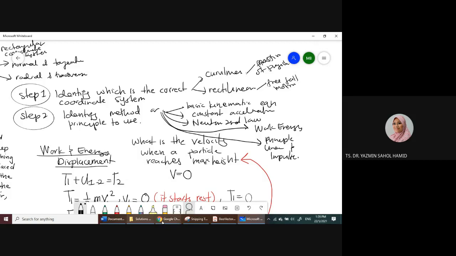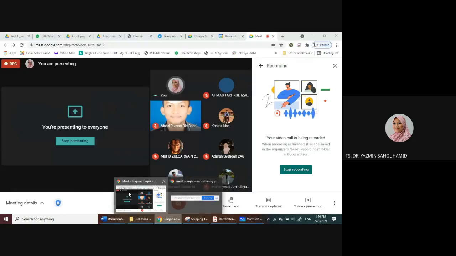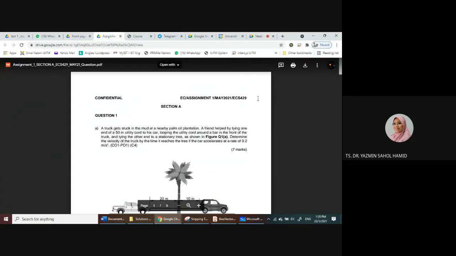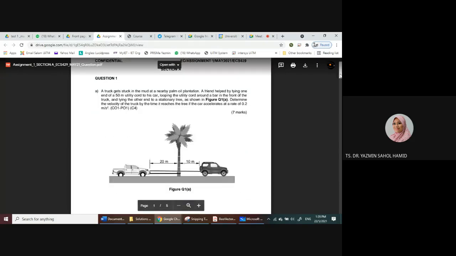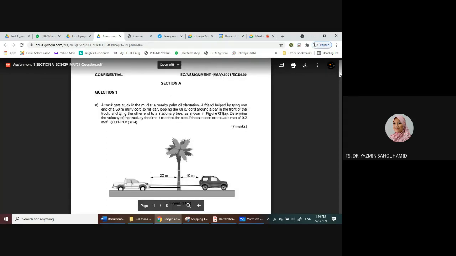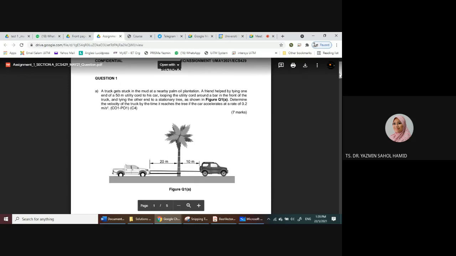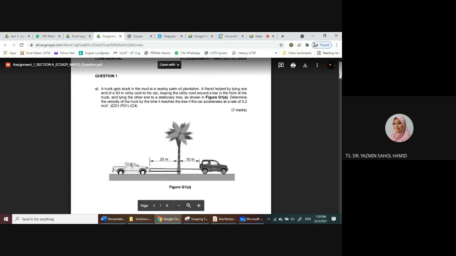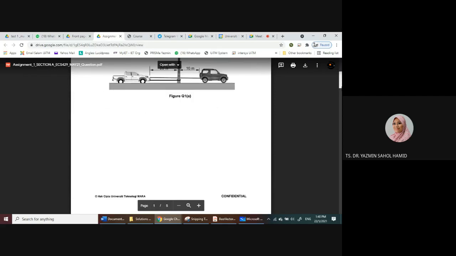For example, let me open the assignment. Okay. So let's say this is the assignment, right? You have to decide what type of coordinate system this problem involves. Okay, obviously when you look, this must be the rectangular coordinate system. Okay, if you look at the keyword, what method do I want to use? Do you want to solve it using Newton's second law, or do you want to use the basic kinematic equation? So you have to decide.